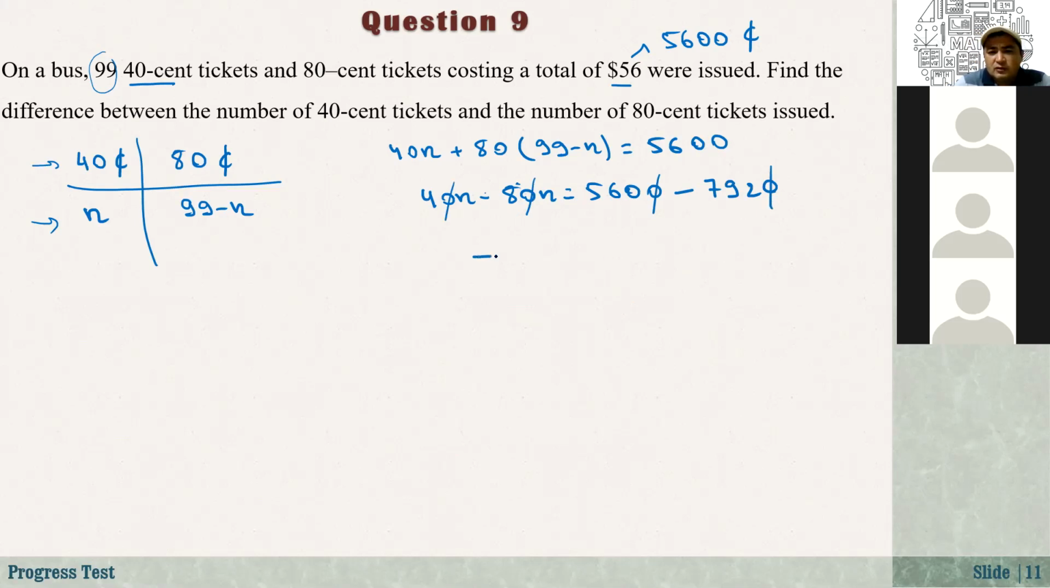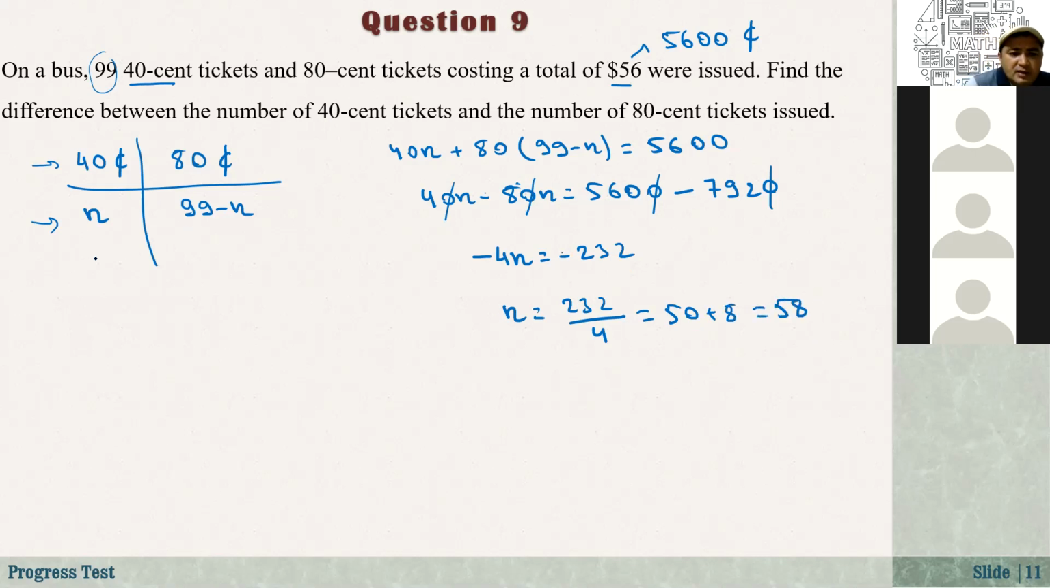4 minus 8 is minus 4n. 560 minus 792 is minus 232. So from here, what is n? n equals 232 over 4. 200 divided by 4 is 50, and 32 divided by 4 is 8. So the answer is 58.